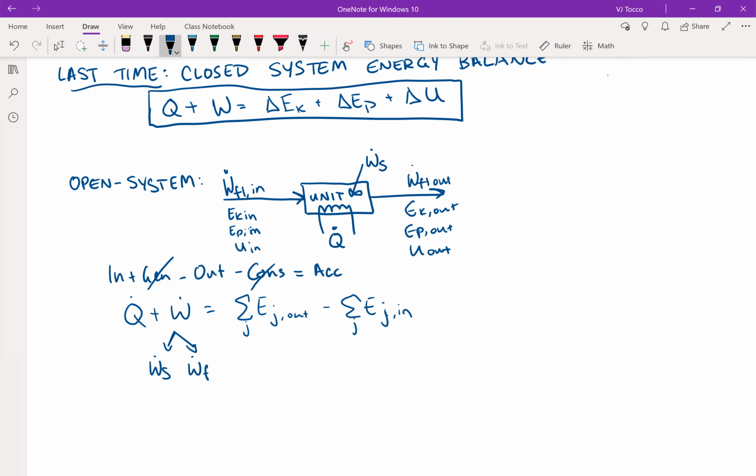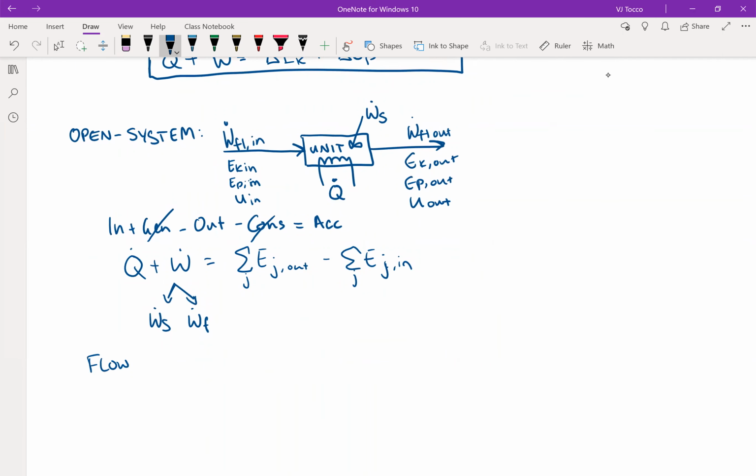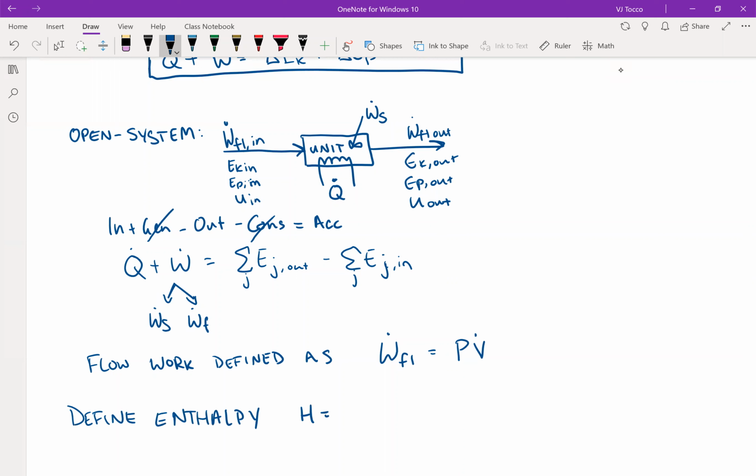And I need a term for the flow work. So flow work can be defined in the following way. It is the pressure of the stream times the volumetric flow rate of the stream. Furthermore, I can define, this is a thermodynamic quantity, enthalpy. This may be a term that you've heard of before. Enthalpy has the variable name of H. H is equal to U plus PV. This is a flash forward to your thermodynamics class where you'll learn about other types of energy like this.